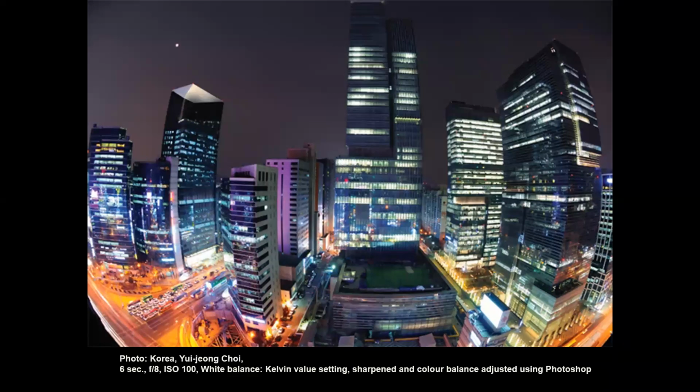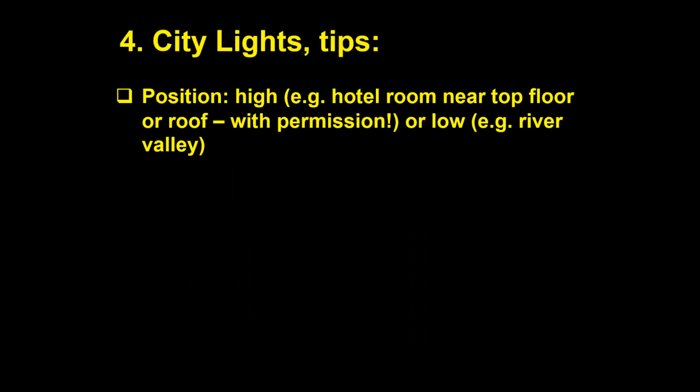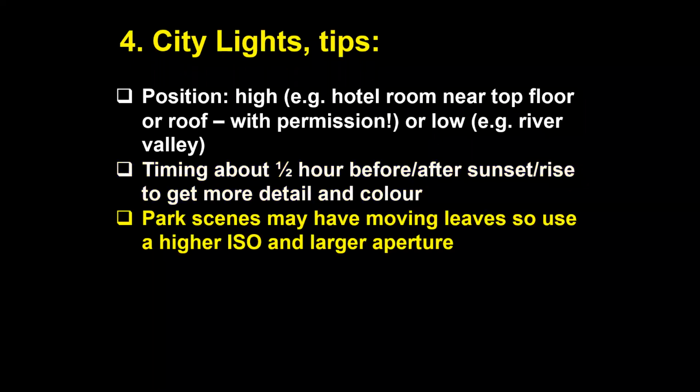Here's a photograph done with a fisheye lens, and so it's distorting the buildings on the left and the right. Photograph of the underside of a bridge. So city light tips: try and get up high, but remember you've got to get permission if you're going on the roof of somebody else's building, or get low, like in a river valley. And if you time your photograph about a half hour before or after sunrise or sunset, you can get more detail and color.